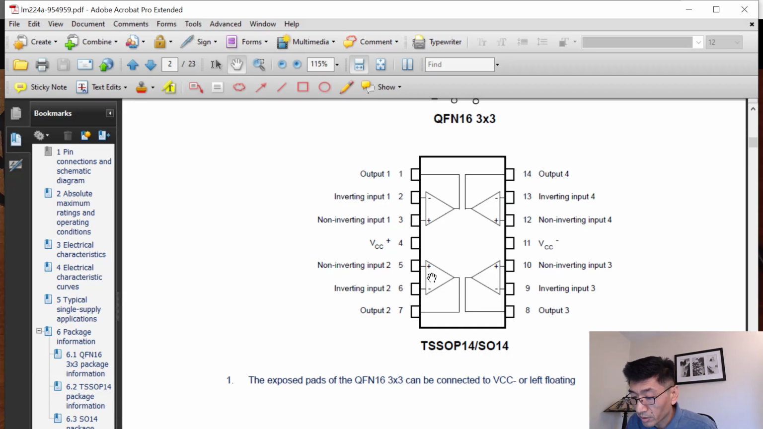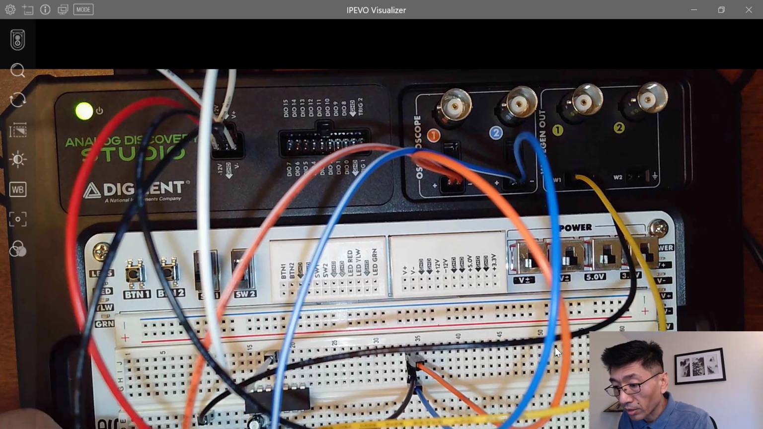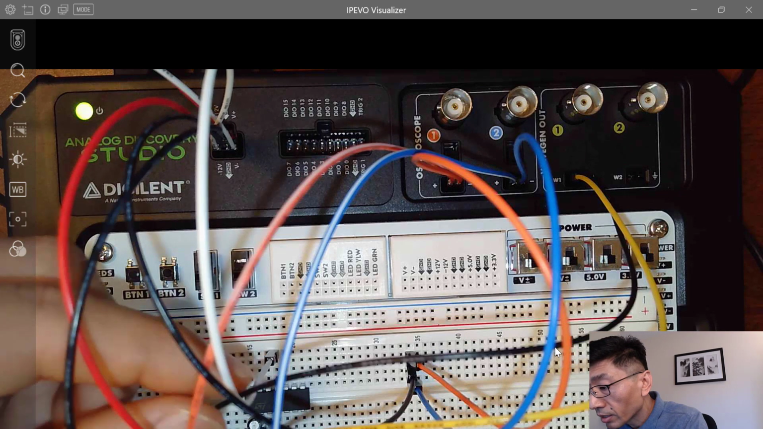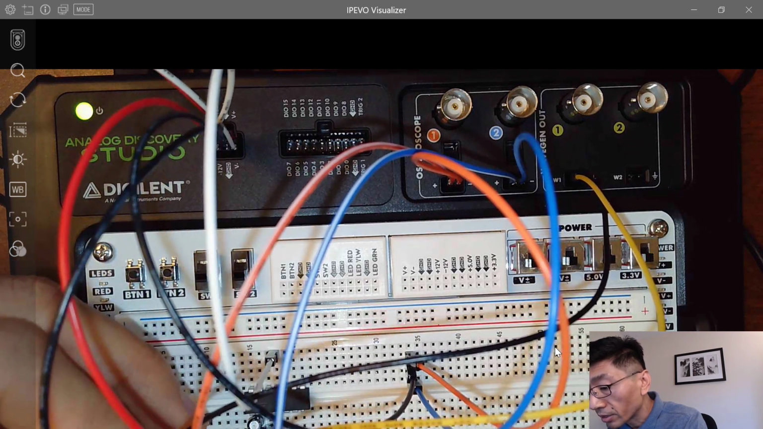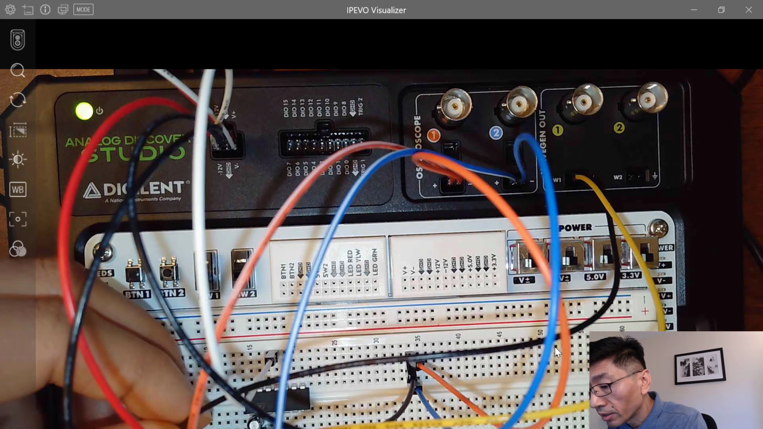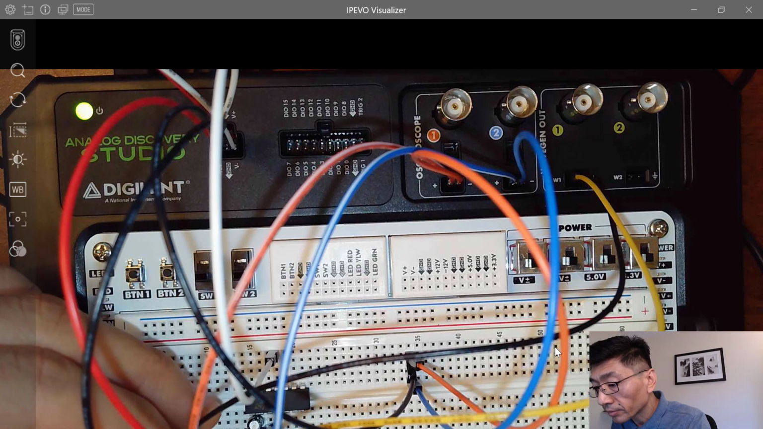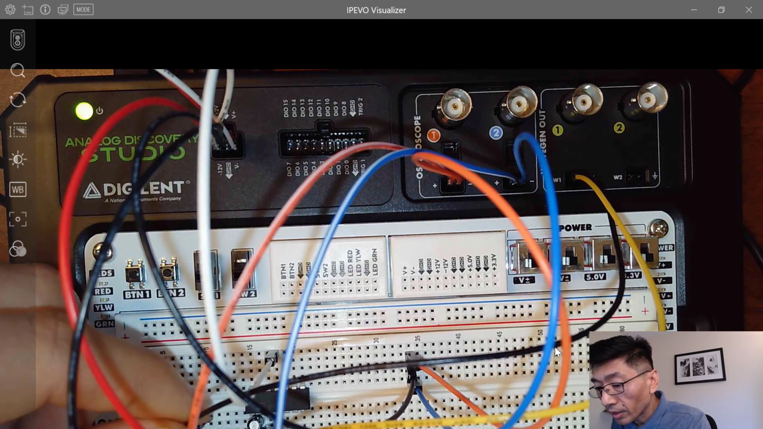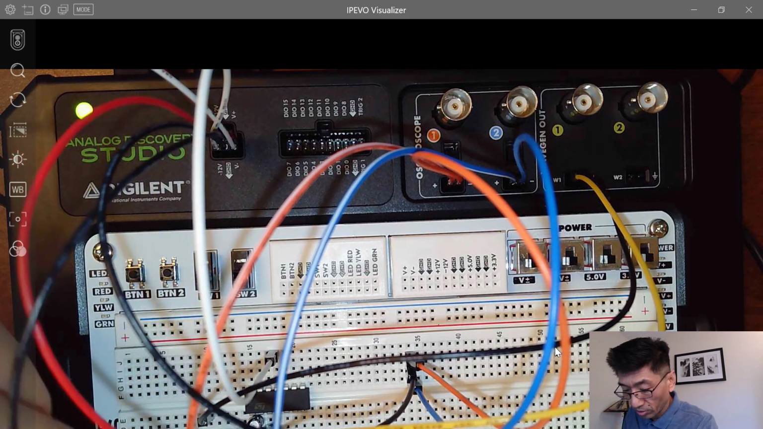So the inverting input is number 2. I'm connecting this number 2 to the ground. I created a ground using the function generator here. This is the function generator, the input to the ground. And this ground is also coming from the source, right?